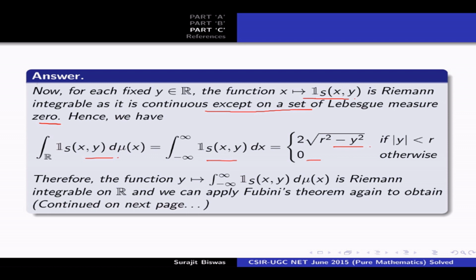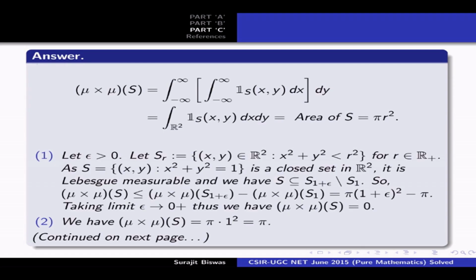And therefore, as we can see, the function y goes to this integration is Riemann integrable on R, and we can apply Fubini's theorem again to obtain (mu cross mu)(S). This is a double integral, inside dx and dy, and again applying Fubini's theorem, it is the integral over R2 of 1_S(x,y) dx dy.